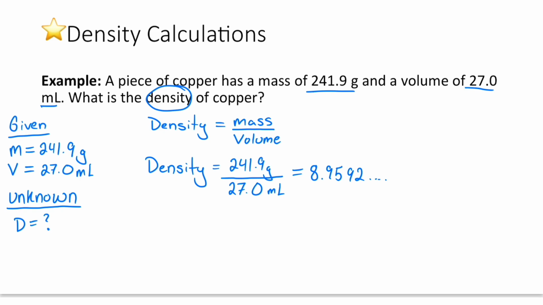Well, 241.9 has 4 significant figures. 27.0 has 3 significant figures. Zeros that come after the decimal point are significant. So 3 is our lowest, so we need to round our answer to 3 significant figures. So our final answer should be 8.96 grams per milliliter. Always need units.